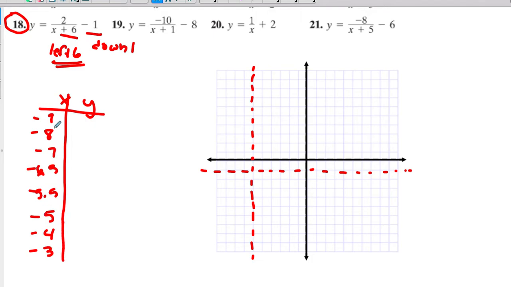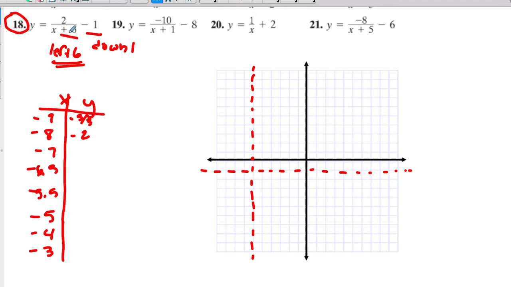Okay, so now plugging all of these values in directly to this equation and evaluating. So negative 9 plus 6 is negative 3. Negative 2/3 minus 1 is going to be negative 1 2/3 or negative 5/3. Putting negative 8 in, negative 8 plus 6 is negative 2. 2 over negative 2 is negative 1. Negative 1 minus 1 is negative 2.